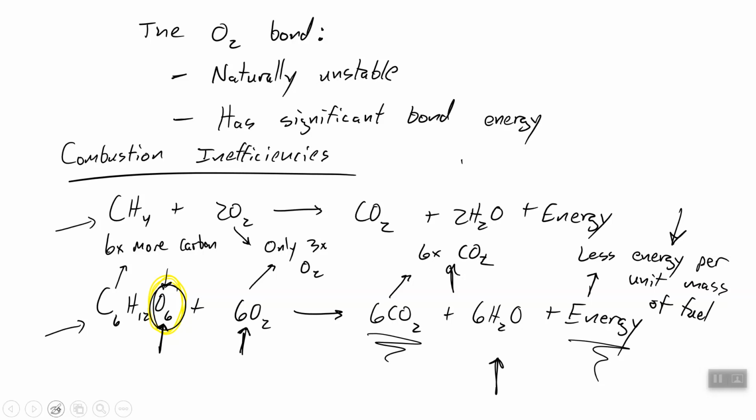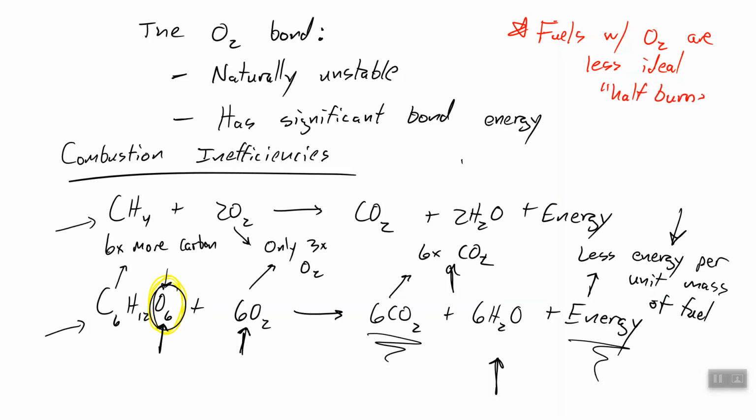Okay, so that leads to some rules of thumb, which is that fuels with oxygen are less ideal. My combustion professor described them as half burned already, right? Half of those carbon-hydrogen bonds have been taken by oxygen already. It's half burned. Okay, coal and biomass have oxygen in them. So right away, that's a ding.